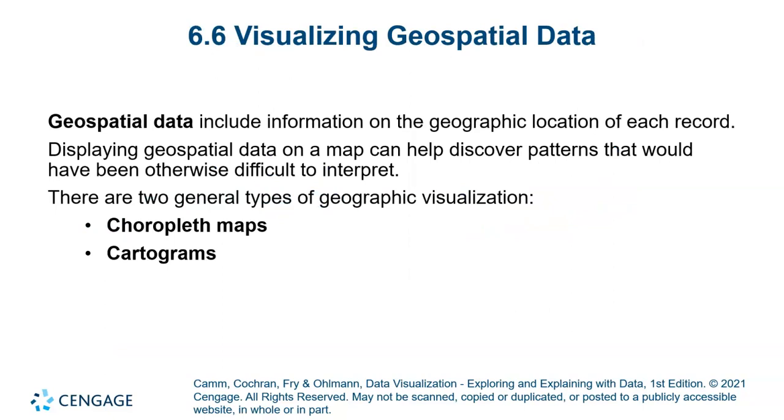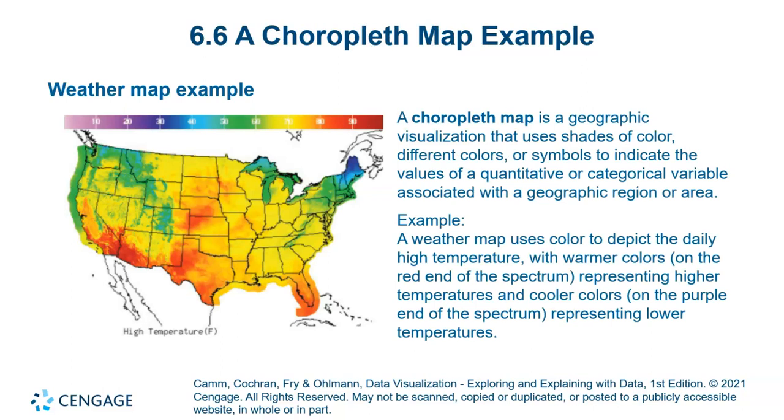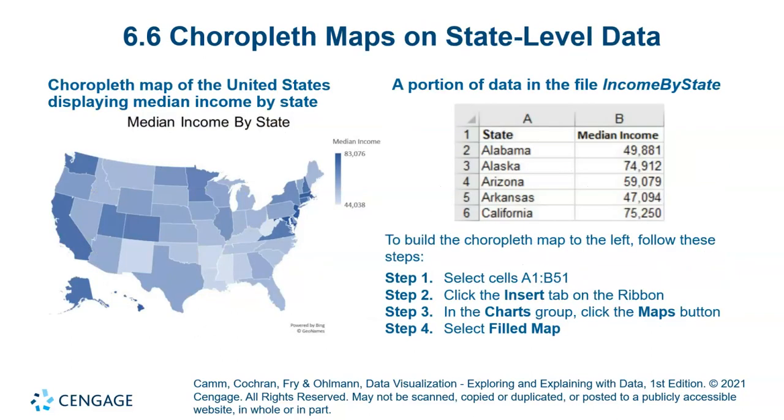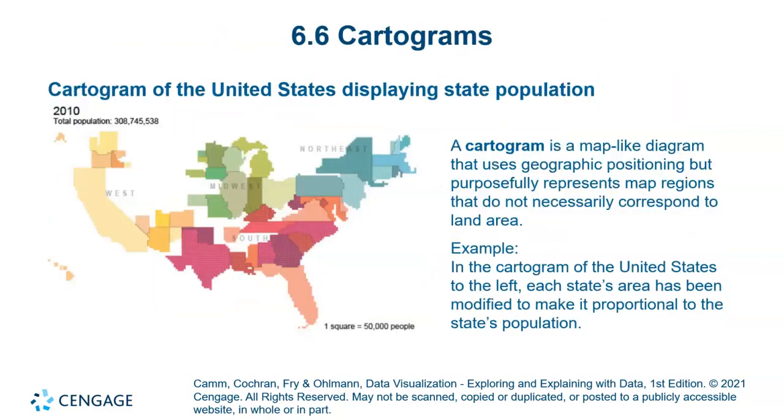Now, the two kinds of geographical data are choropleth maps and cartograms. Choropleth maps are with respect to the regions, so here the regions are fixed; we don't hide the region. But in cartograms, the regions are not specified. A cartogram is a map-like diagram that uses geographic positioning but purposely represents map regions that do not necessarily correspond to the land area.